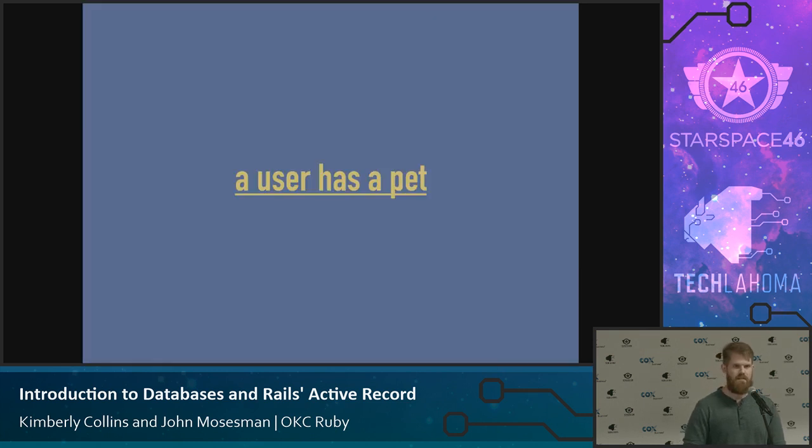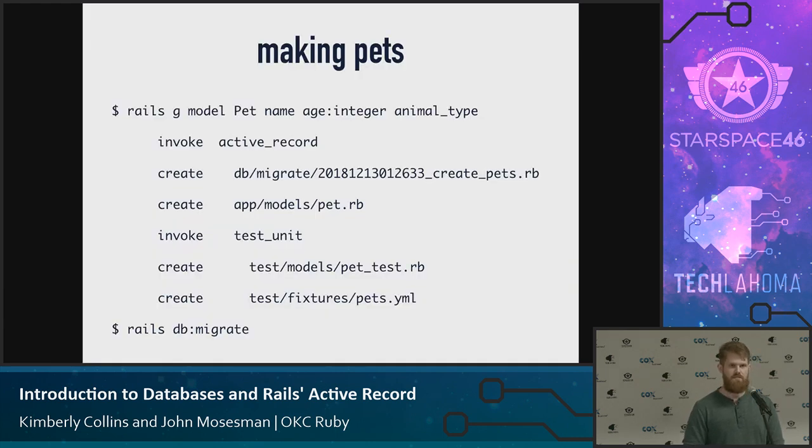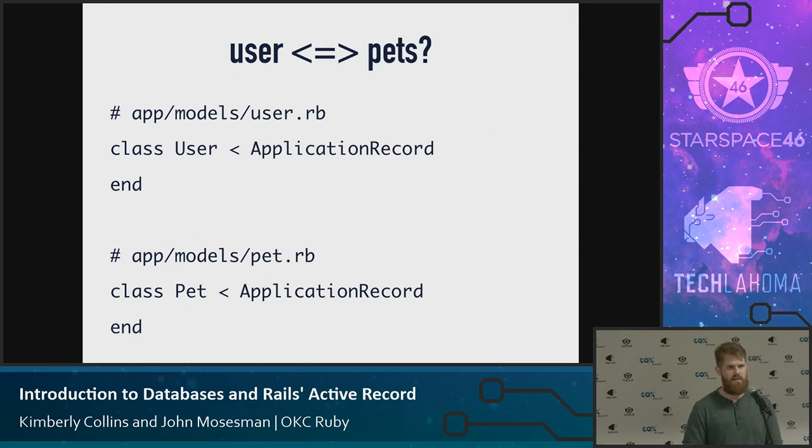Okay, let's get back to our example app. A user has a pet, so let's make a pet real quick. Same thing as a user: rails g model pet, give it a name, an age and a type. We get the same things. We get a database migration file, and we get this class called Pet, and right now they're just empty classes. We have a user, we have a pet.